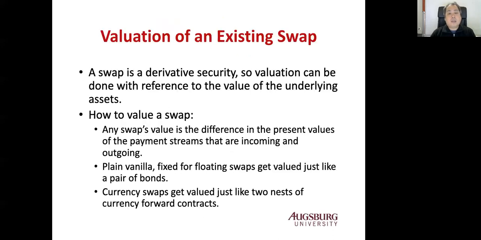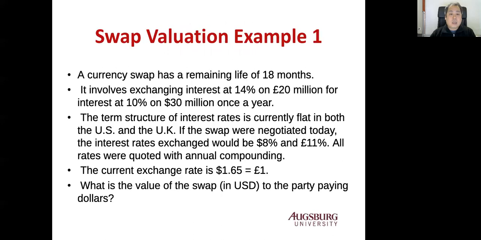So how do we evaluate existing swaps? Now, a swap is a derivative security, right? So the valuation is basically based on the value of the underlying asset. And we have two examples here. Let's look at them one by one. Example one: a currency swap has a remaining life of 18 months. It involves exchanging interest at 14% on 20 million pounds for interest at 10% on $30 million once a year. So basically they exchange once a year.